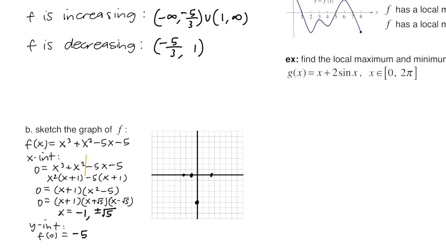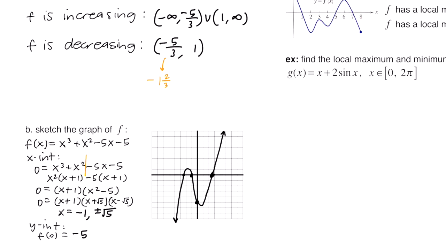One more thing, our leading coefficient for this polynomial is positive, so that means to the right the graph is going to go up. So we're going to go to the rightmost dot right here, and from there we're going to go up. Notice it says f is increasing from negative infinity to negative 5/3, and also from 1 to infinity. So I tried to draw it so that at 1 the graph starts increasing. And again, negative 5/3 is the same as negative 1 and 2/3.